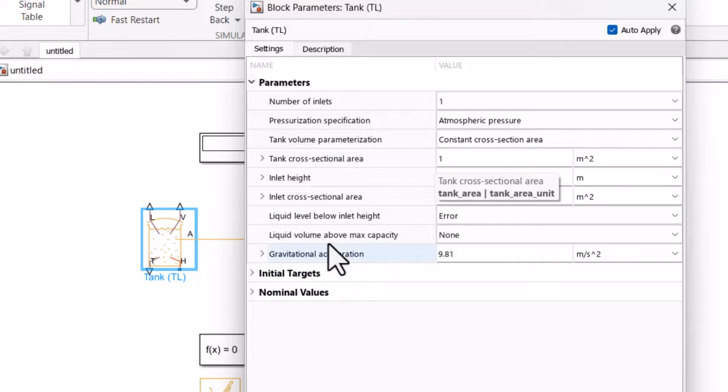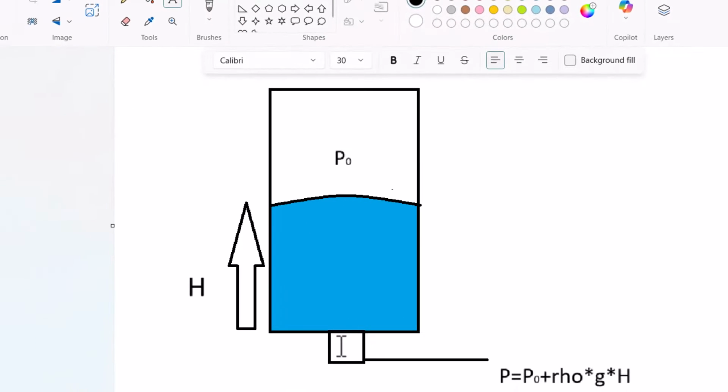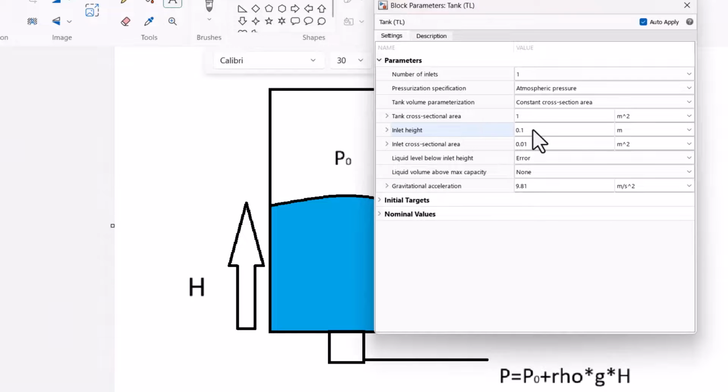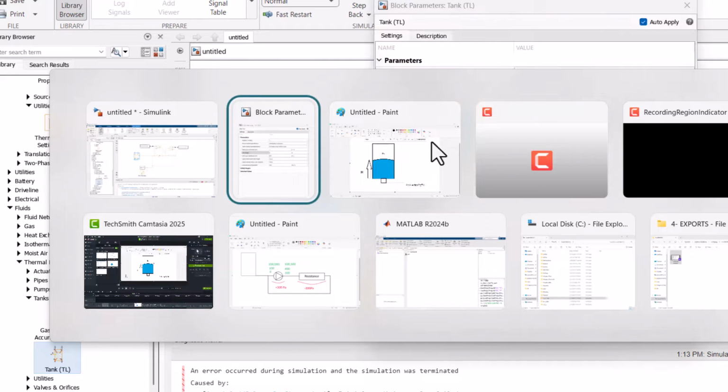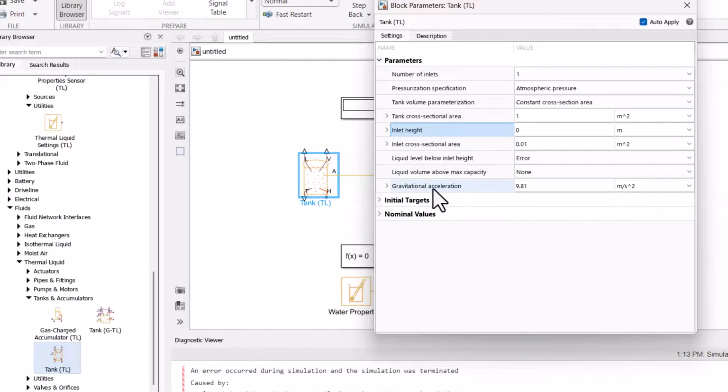That's fine again. The inlet height: in my drawing, I put the inlet at the bottom of the tank, so I set it equal to 0 meters. And about the gravitational acceleration, by default it is 9.81. I change it to 10 just so that my numbers are going to be easier to read.